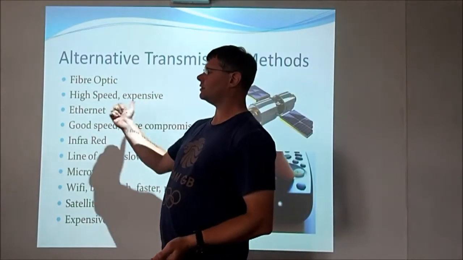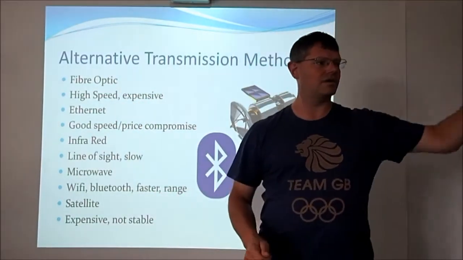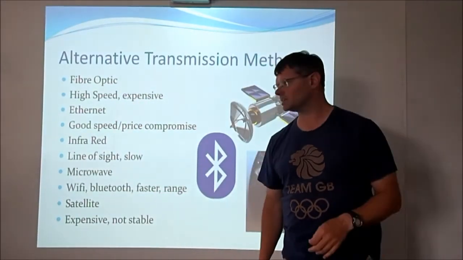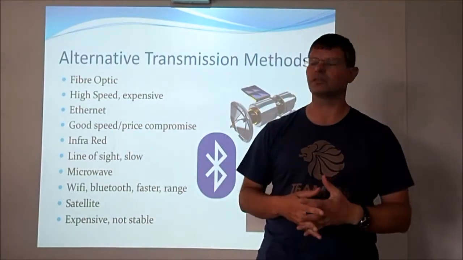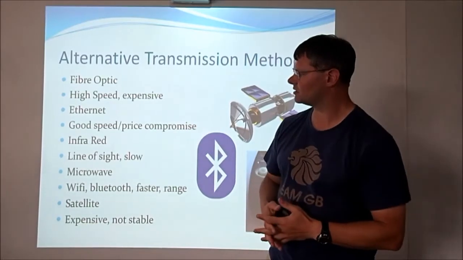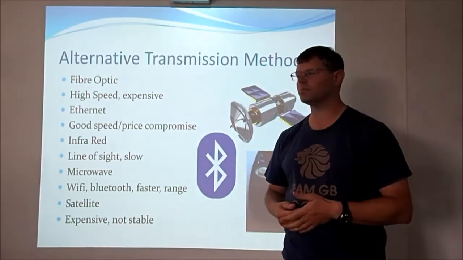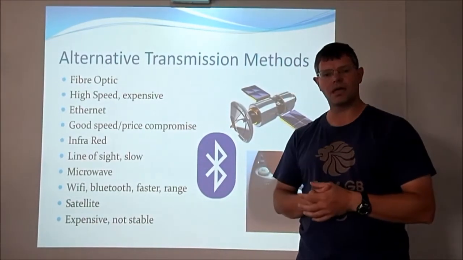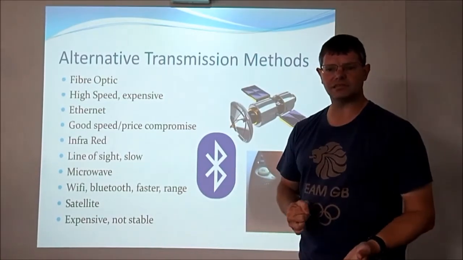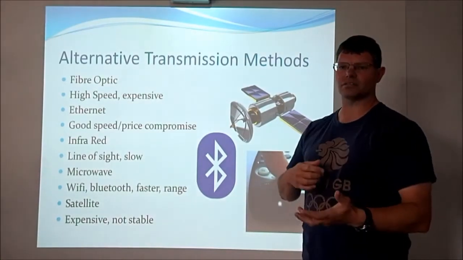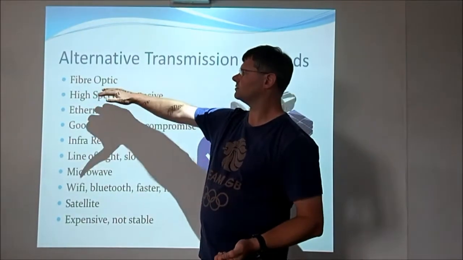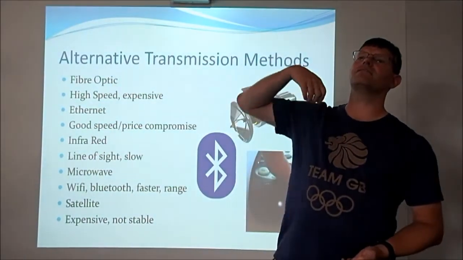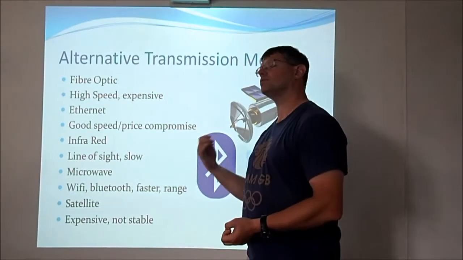You can also use Ethernet cable, which are the ones that we have plugged into the back of our machines. These are quite a good compromise between speed and price. They've got quite a few different cables in them, just normal wire cables though, nothing in the way of fibre optics. They will hold a reasonable amount of information, and they're quite robust and quite cheap to make. But they're not as fast as the fibre optic ones. So if you want fast data transfer, use fibre optic cables.